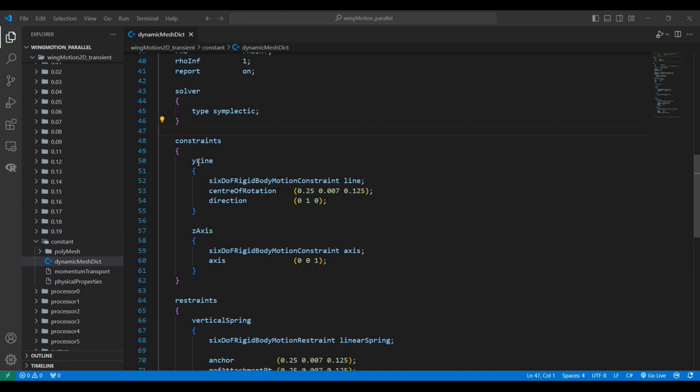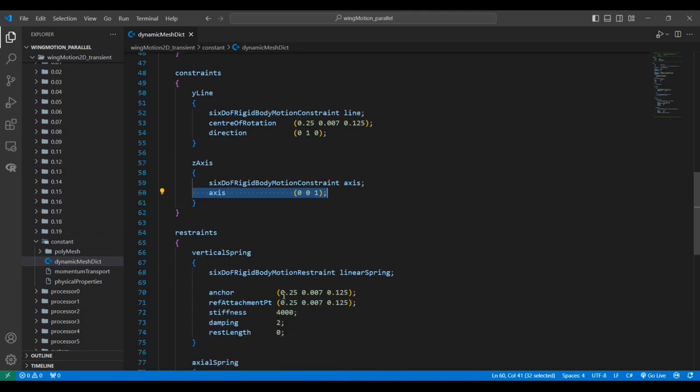For this case, we have used the line and the axis constraint. The names that I have defined are Y line and Z line, clearly stating that we want it to be constrained in the Y and Z axis. For line constraint, we define the center of rotation and the direction. For Z axis constraint, we only define the axis, that is the Z axis.